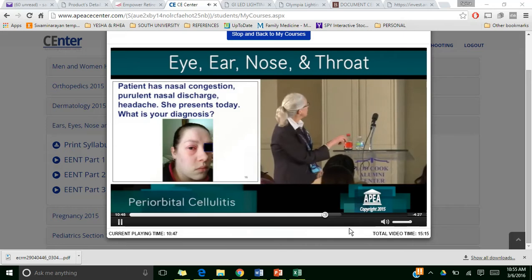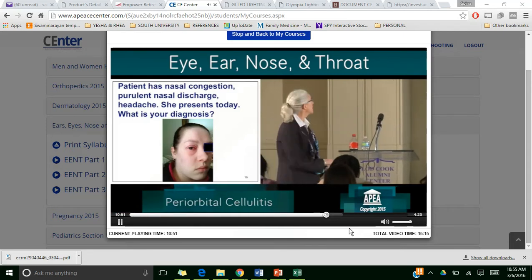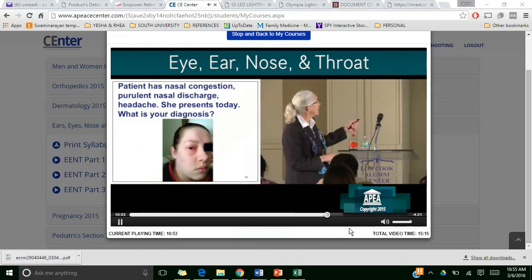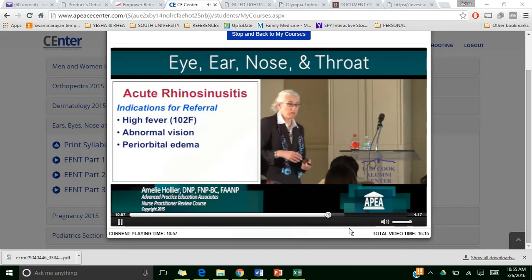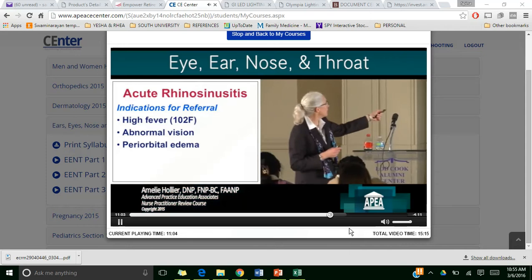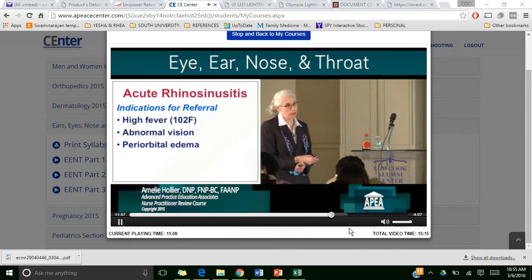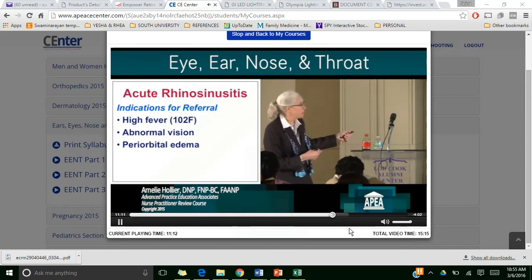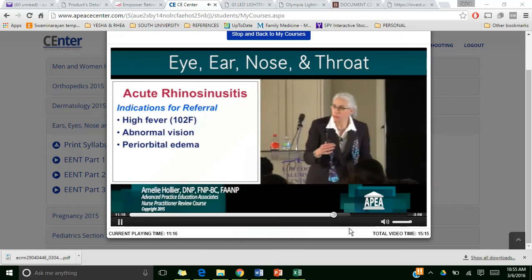reasons for referral. One of them is an elevation in body temperature. People with sinusitis don't run a fever of 102. They've got something else going on. A change in vision, and certainly, as this lady has, periorbital edema, which may indicate periorbital cellulitis. You've got to be ready to move on that. And that's a certain cause of referral for a patient who has this, unless you watch them every day and you can give them Rocephin or something like that every day. All right, so you're good on that one.